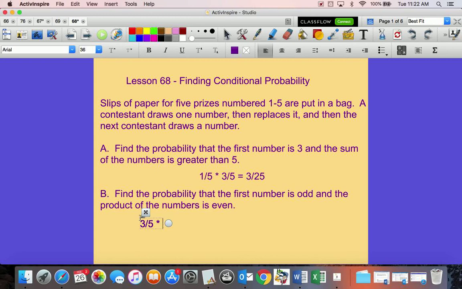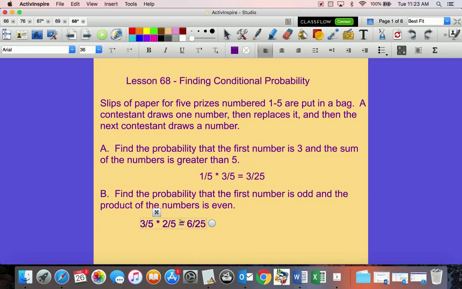And the product of the numbers is even. So we have to assume that we pulled an odd number right away. How would we make an odd number even? So if we pulled a 1, how would we make that even? If we multiplied it by either a 2 or a 4. Same thing if it was a 3, it'd be multiplying by a 2 or a 4. Or if we did a 5, it'd be the same thing, a 2 or a 4. So the probability of getting a product that's even would be 2 out of 5 here. So we'd multiply those together, we'd get 6 out of 25.